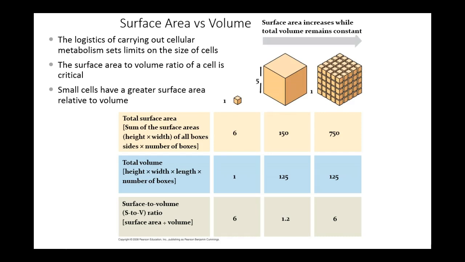At the bottom row of numbers, you have the surface to volume ratio, and you can see in the block that's just 1, that's 1 inch by 1 inch, or 1 by 1 unit. We don't know if it's inches. And then on the third column, where you have multiple of 1 by 1 unit, you have the same surface to volume ratio. And then in the middle row of numbers, talking about total volume, how to calculate total volume is height, width, length times the number of boxes.